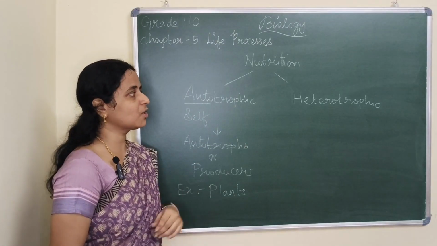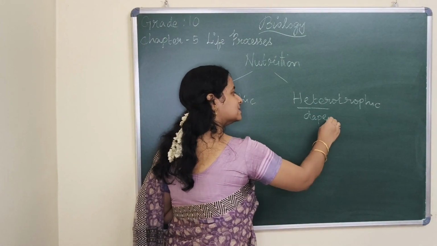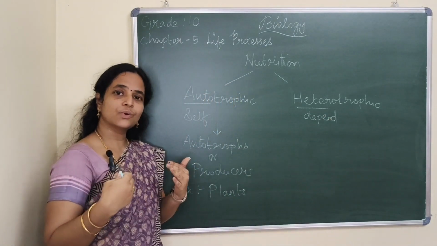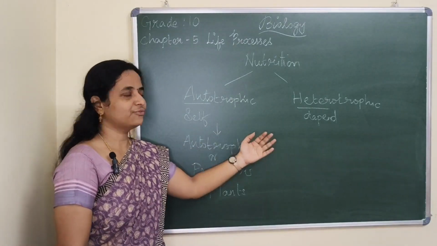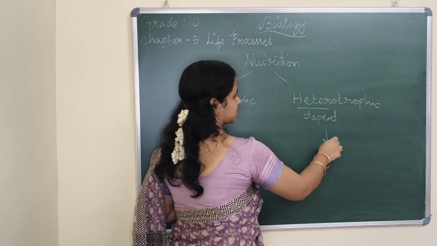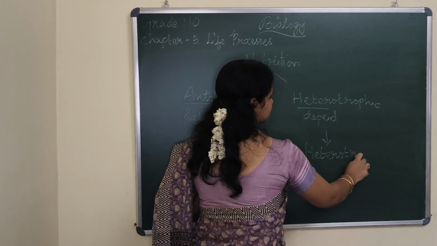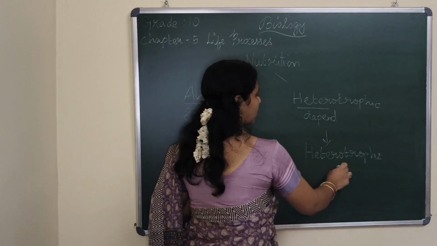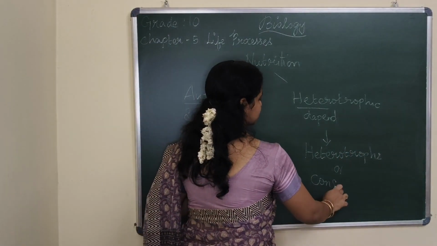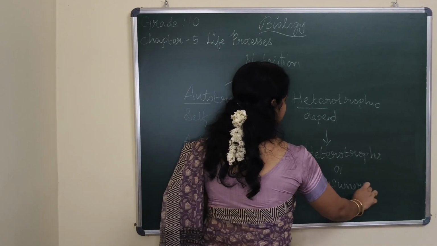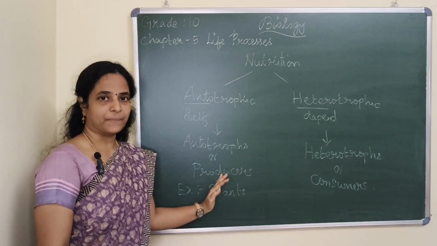So coming to heterotrophic nutrition, hetero meaning depend. So there are certain living organisms which totally rely on other organisms directly or indirectly for food. So these are called heterotrophs or consumers. So in today's video, we are going to discuss only about autotrophic nutrition.